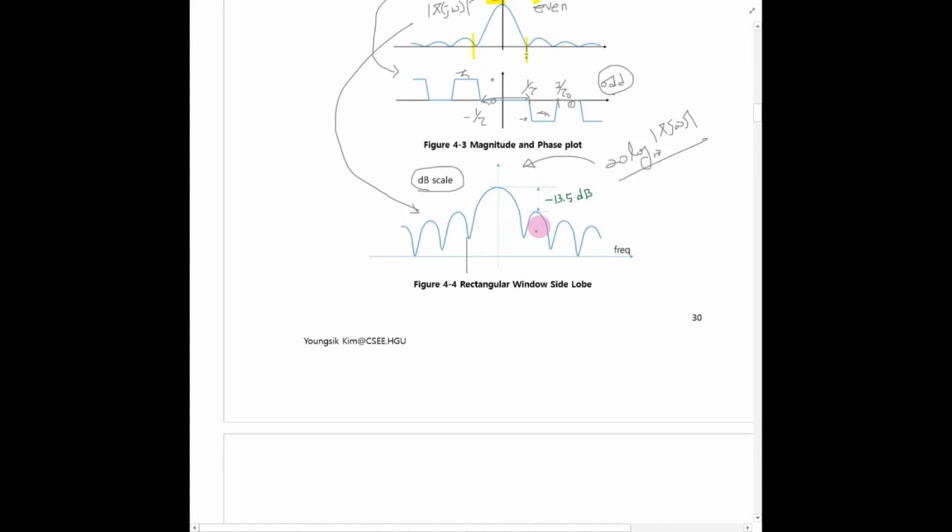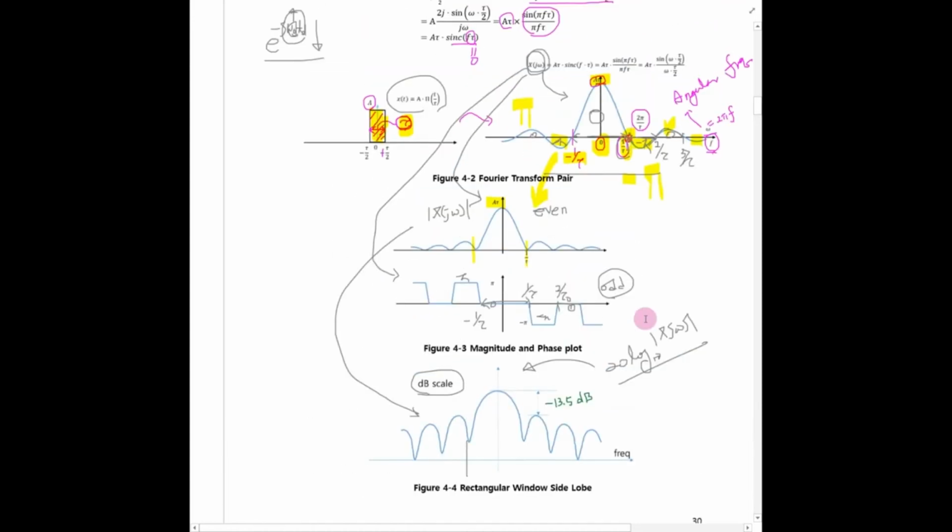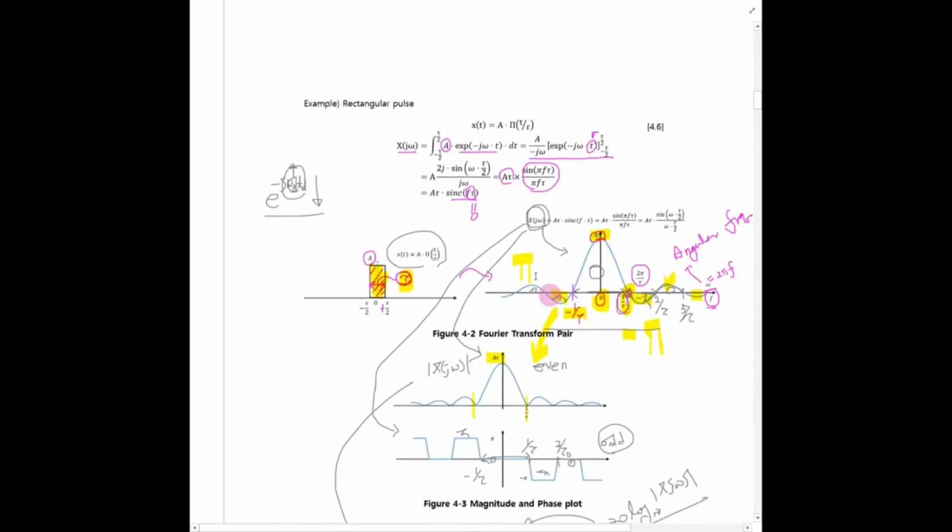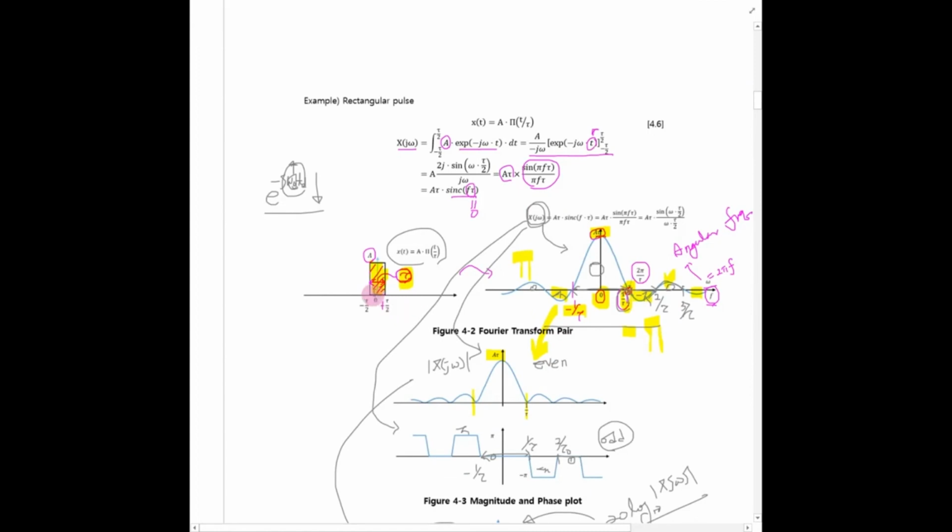This is a property of sinc functions. Okay, we talk about the Fourier transform of a rectangular pulse. The amplitude is A, and the time width is tau. By taking the Fourier transform, it looks like this. And we can plot the Fourier transform magnitude and phase simultaneously, this way.